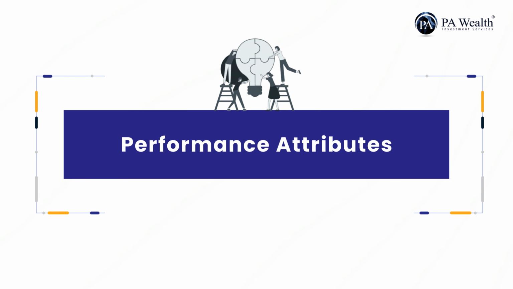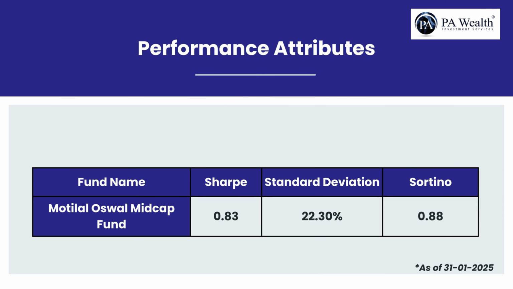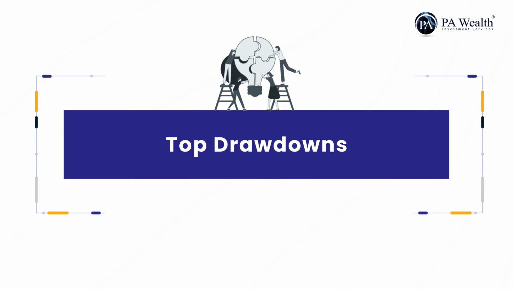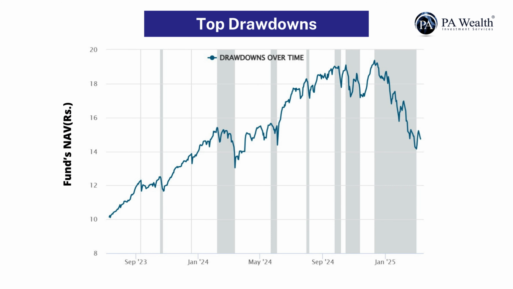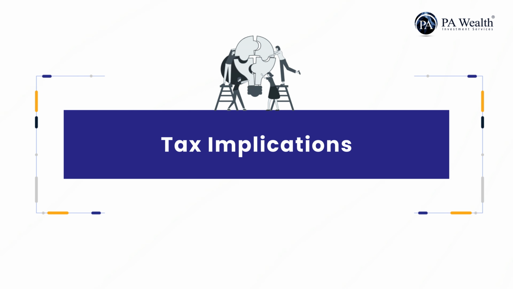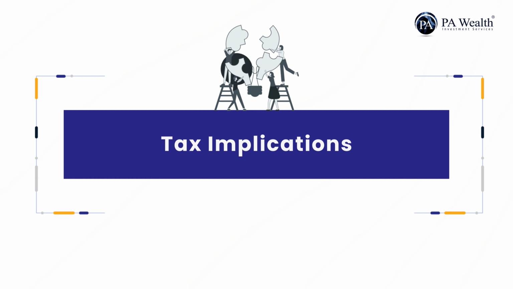Now, let's look at the performance attributes of the fund. The Motilal Oswal Microcap Index Fund has a Sharpe ratio of 0.83, indicating its risk-adjusted returns. It comes with a standard deviation of 22.30%, reflecting its overall volatility. Additionally, the fund has a Sortino ratio of 0.88, which measures its downside risk-adjusted returns. Let's take a look at the top drawdowns. Here is the historical drawdown chart of the Motilal Oswal Microcap Index Fund, providing insights into its performance during market downturns.